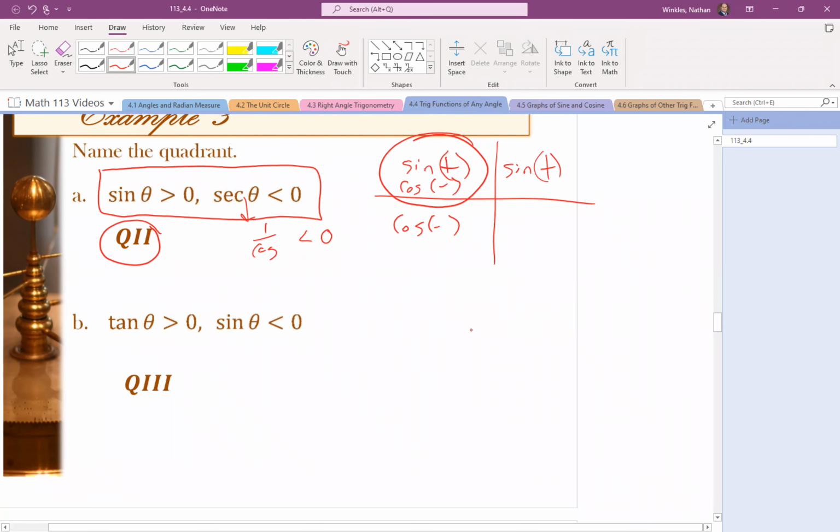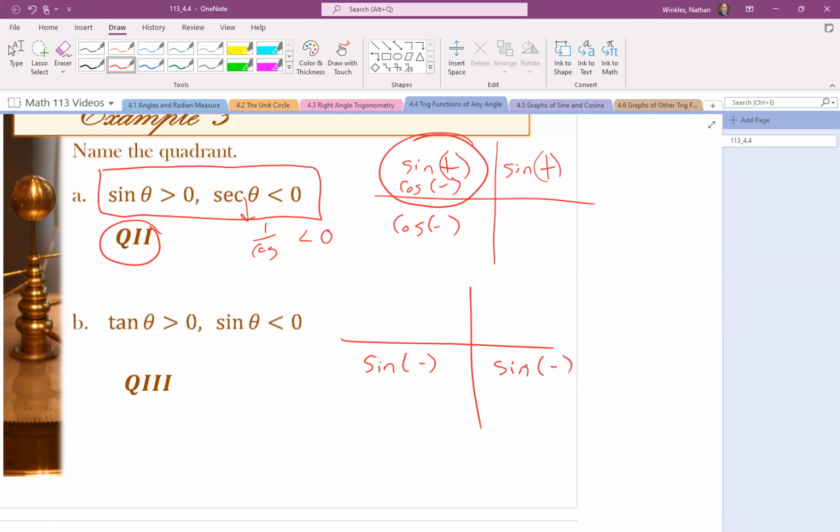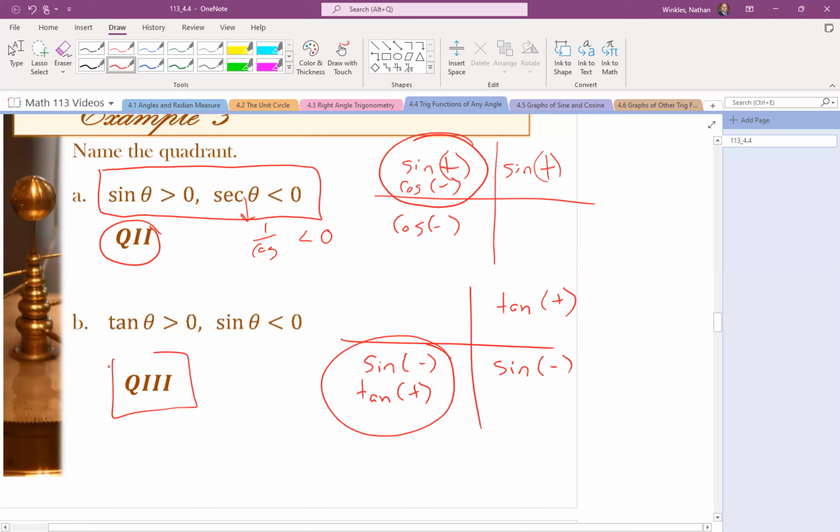We can do the same thing here. I'm going to start with the sine because I already had a sine in the previous one. Sine is less than 0, so therefore sine is negative. All I'm doing is identifying which quadrant it could possibly be for each condition. Tangent is greater than 0, so tangent is positive. They overlap here, which is quadrant 3. So it's just a matter of figuring out where each individual statement is true, and then seeing where they overlap.